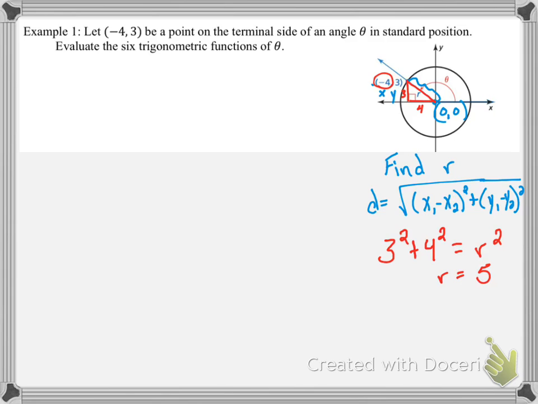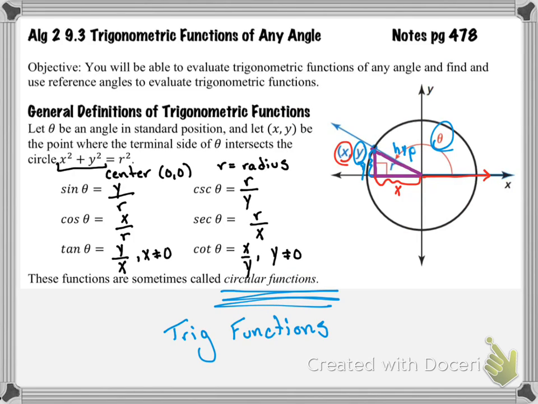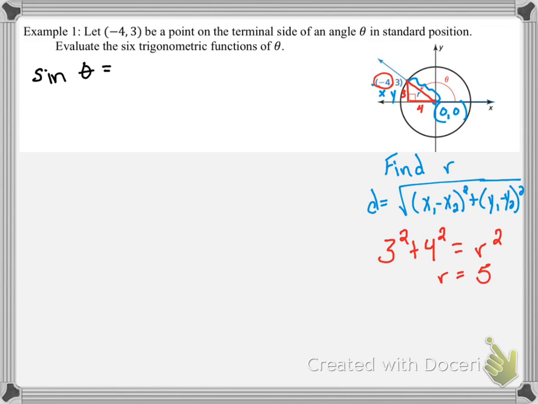So now that I know my radius, I can find all my angles. So we have the sine of theta. Well, we know the sine of theta is equal to y over r, so my y is 3, my r is 5, so sine theta is 3/5. So since sine theta is 3/5, then we can find cosecant theta would be 5/3.